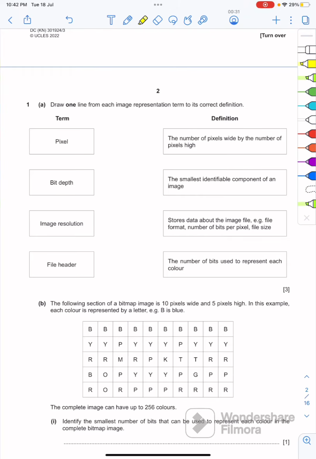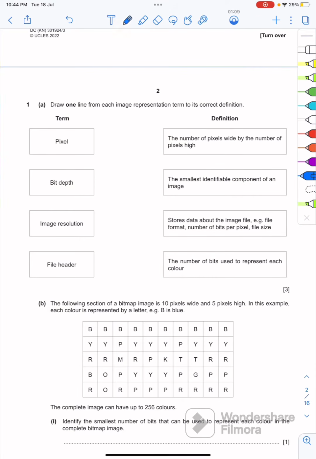So question 1 says draw one line from each image representation term to its correct definition. Okay, so this is pretty straightforward. As they say, draw one line from each image representation term to its correct definition. So first up, we've got pixel here, and you see the options: the number of pixels wide by the number of pixels high. That's not going to be a definition for pixels in itself. And stores data about the image file. That's also incorrect. The number of bits used to represent each color. No, it is the smallest identifiable component of an image.